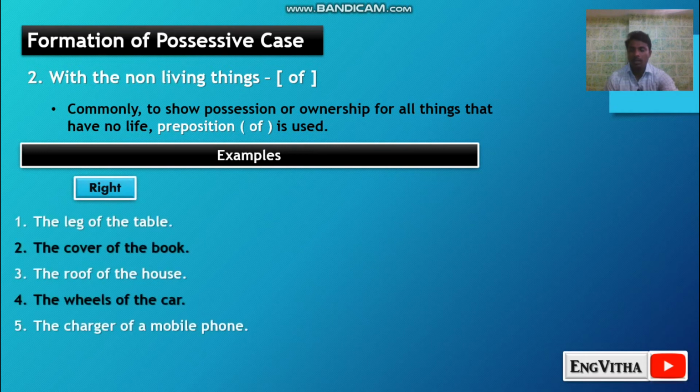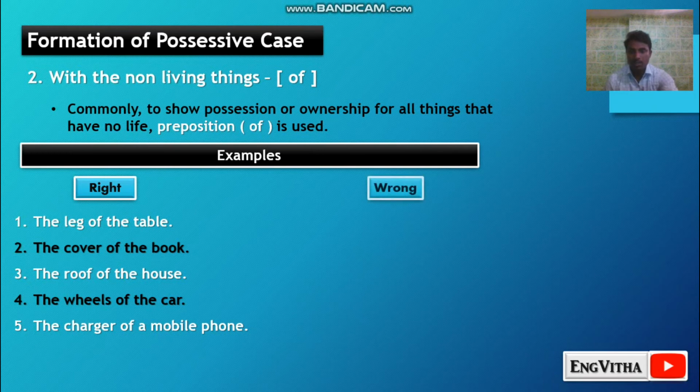The first sentence is the leg of the table, the second, the cover of the book, the third, the roof of the house, the fourth, the wheels of the car, and the fifth, the charger of a mobile phone.